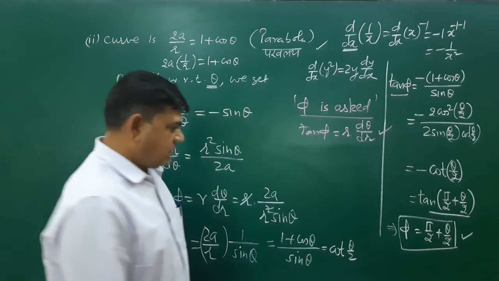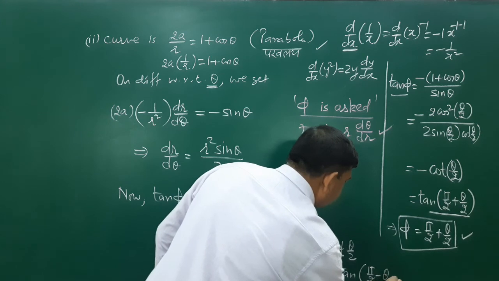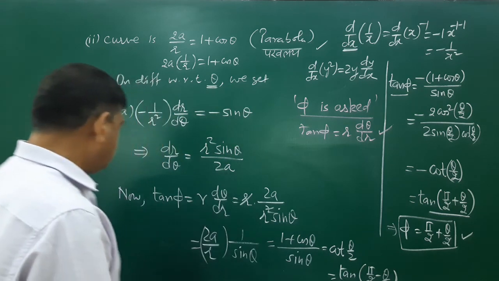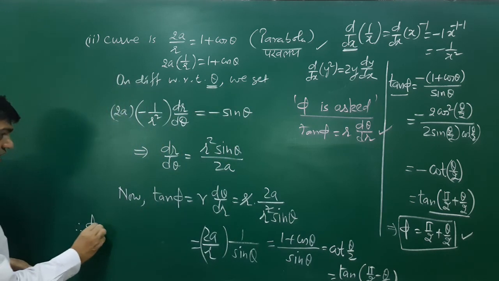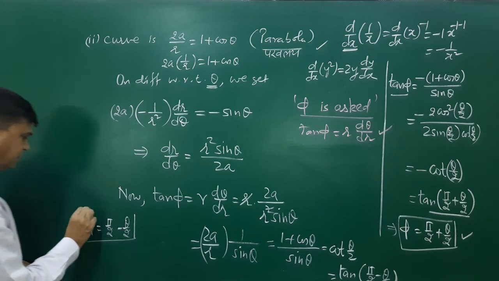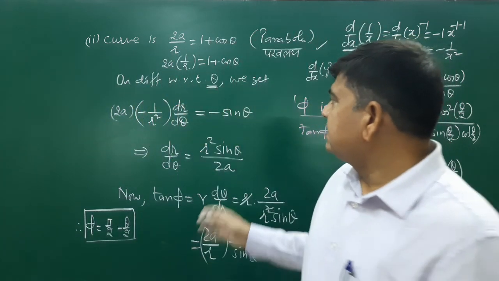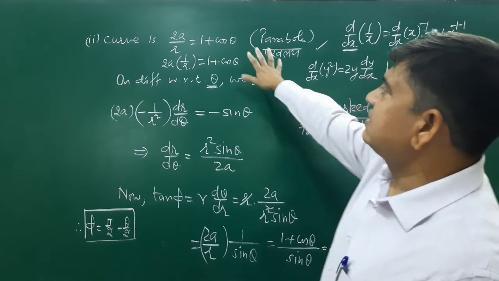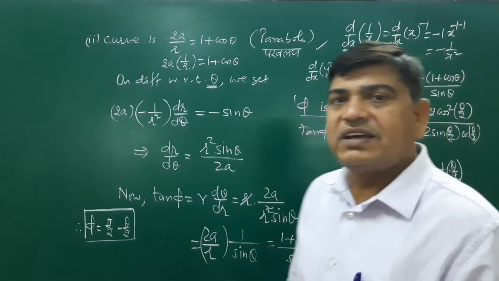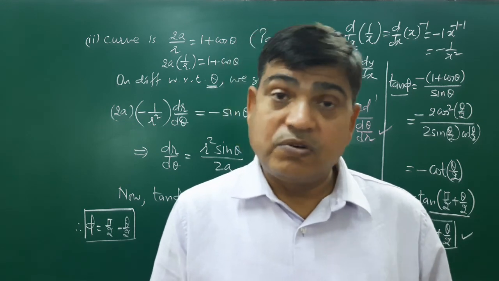It will be this, and this is tan of pi by 2 minus theta by 2. In the first quadrant, tan is positive, and it is pi by 2, so it will be converted into cot. Therefore, phi equals pi by 2 minus theta by 2. That is this. So, beautifully we have done. When the curve is given in polar form, we can find the angle between the radius vector and the tangent. Now we do one application that is generally used in competitive examinations.